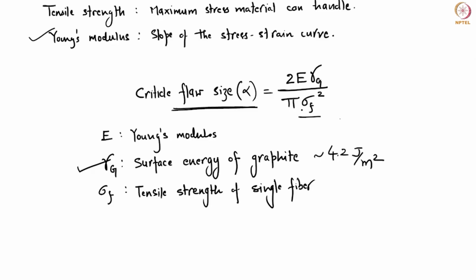And the sigma F is the tensile strength of an individual fiber. Okay, there have been certain modifications to this relationship, and instead of considering the surface energy for graphite, people have also considered the surface energy that is experimentally calculated for a set of carbon fibers or a type of carbon fiber, or the ratio of surface energy of carbon fiber to that of graphite. However, one thing that is clear from this relationship: your flaw size is indeed directly proportional to the Young's modulus.